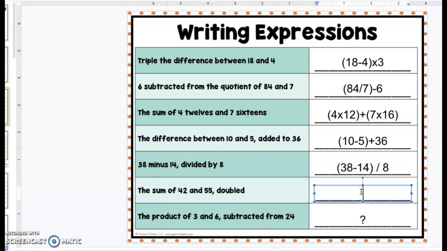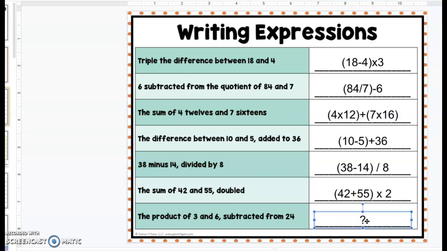Okay, next. The sum, that means adding, 42 plus 55. Now, if I wanted to double that, I could do 42 plus 42 and 55 plus 55. Or I can take this number and multiply it by 2 to double.